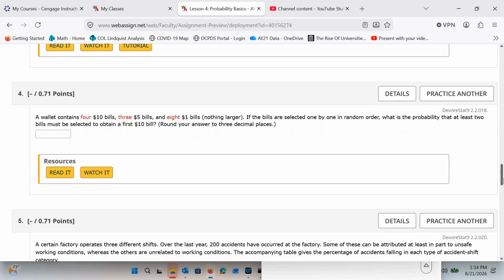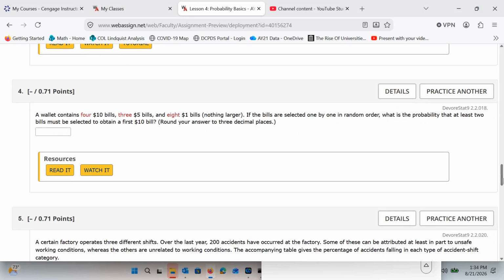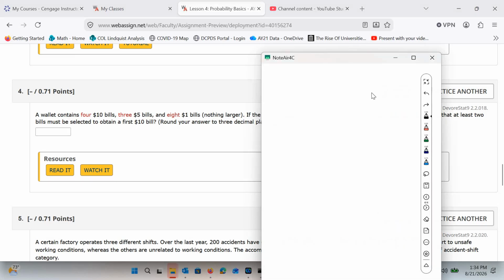Now, let's go to number 4. It's a little bit more tricky. You have a wallet that contains, in my example, 4 $10 bills, 3 $5 bills, and 8 $1 bills. The red parts mean that your problem is going to be different than my problem, the numbers, but I'm just going to walk you through how to look at these.